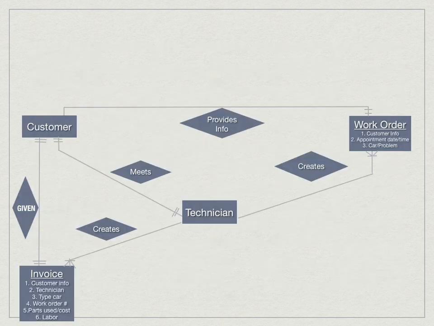Here's just another version of that chart to give you a little bit of an idea, a little more breakdown of the work orders, the customer's information, the appointment date and time, the car problem and such. The invoice, as I mentioned, is the customer information, the technician's name that worked on it, the type of car, the work order number, parts used and their cost, and the labor.